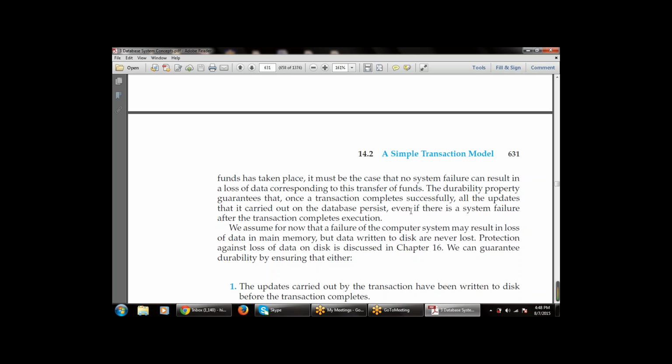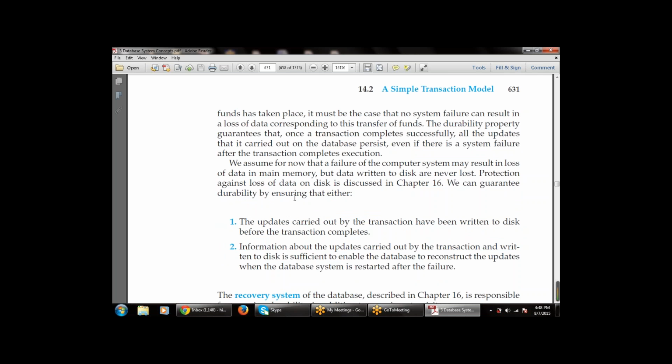We assume for now that a failure of the computer system may result in the loss of data in the main memory, but data written to disk is never lost. Protection against the loss of data on a disk is discussed in chapter 16. We can guarantee durability by ensuring that the updates carried out by the transaction have been written to the disk before the transaction completes.